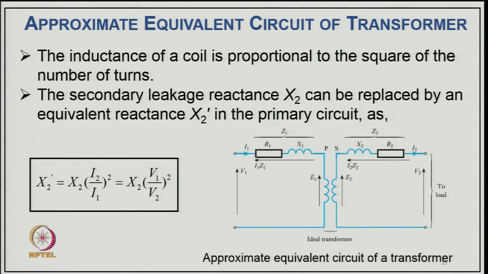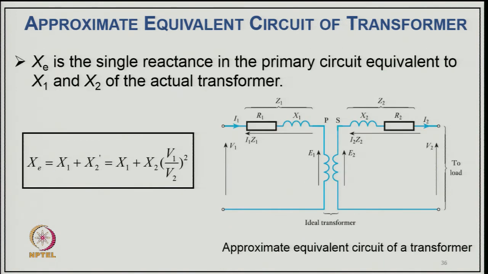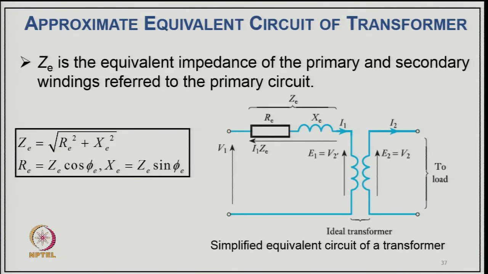So, the secondary reactance can also be transferred to the primary winding, and Xe is the reactance of primary and secondary equivalent to the actual turns. So, we can say Xe equal to X1 plus X2 dash, equal to X1 plus X2 (V1 upon V2) square, that is, we are transferring from secondary to primary.